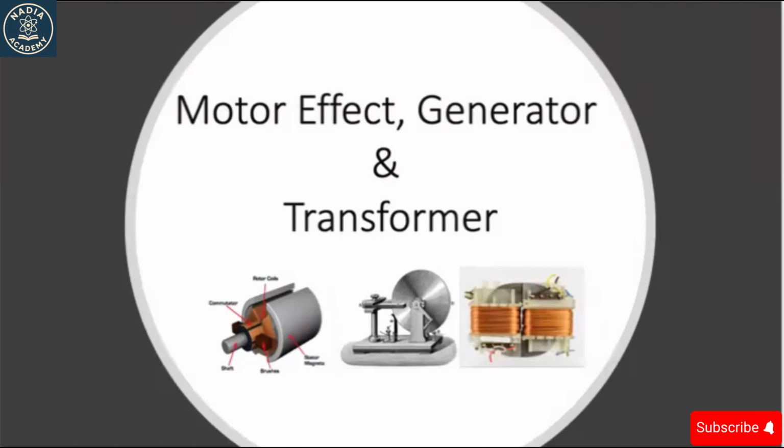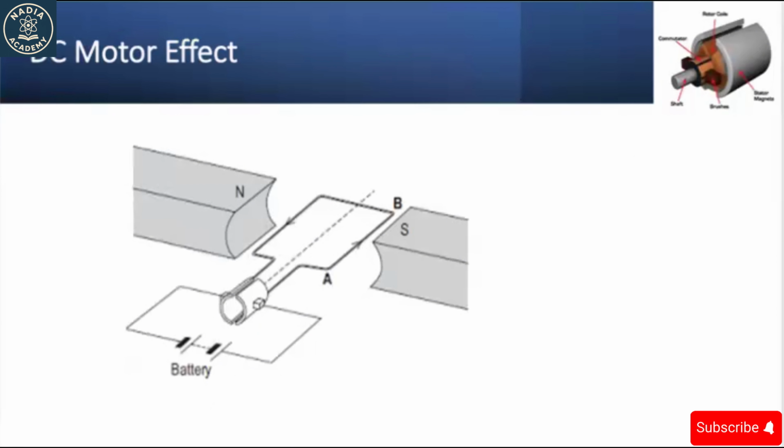Today we will study motor effect, generator and transformer. Motor effect is related to the force of a magnetic field on a current carrying wire. Generator and transformer are related to our lecture on electromagnetic induction. So let's start with DC motor effect.